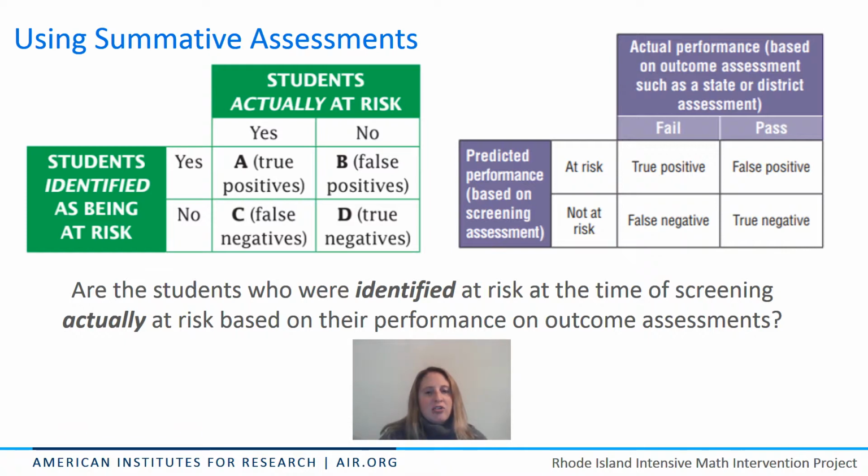These are not great initial predictors of risk status, as they only assess content from a specific grade level, but they can be beneficial as a 2nd level to support the identification from a universal screener. We want to use summative assessment data in connection with our screening data to determine the accuracy of our identification.